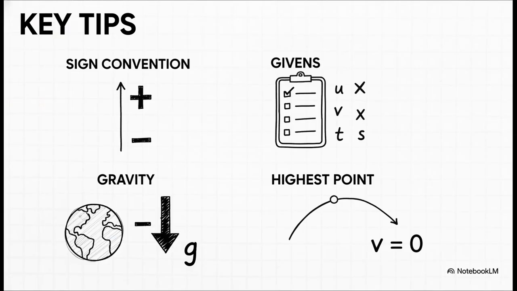And finally, here are some very practical tips for your exams. Before you even start solving, on your answer sheet, write down your sign convention. Upward is positive, downward is negative. Then carefully list all the given numbers with their correct signs. Always remember that g is downwards, so it's negative. And never, ever forget that at the highest point of a journey, the velocity is 0, but the acceleration is still g. If you follow these simple steps, you will avoid common mistakes and score full marks. Keep practicing, and you will do very well.